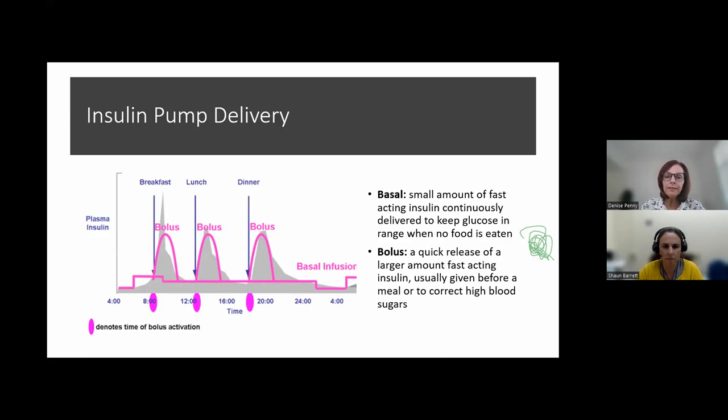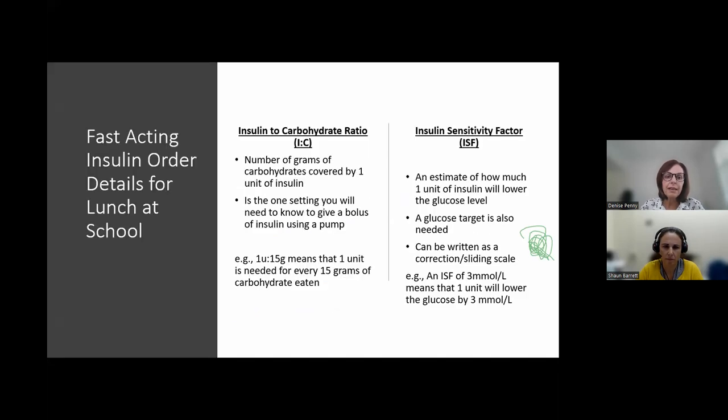The bolus insulin, or the insulin that they need at mealtime, is given as a quick release of a larger amount of that insulin that will be programmed into the pump, to be given with their meal and to allow for corrections of higher blood sugars. And Sean's going to go into a bit more of the pumps a bit later.